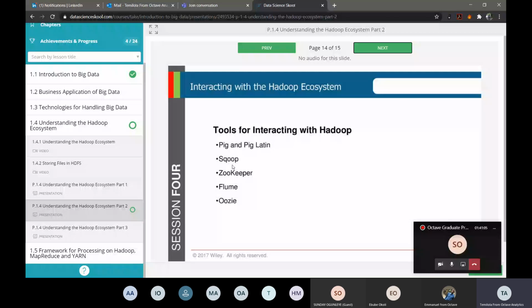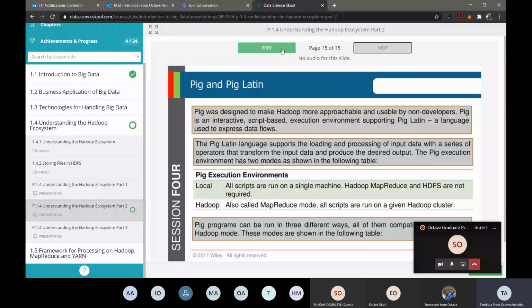So let me talk about Pig. I will still talk about Sqoop. So Pig was designed to make Hadoop more approachable and usable by non-developers. I remember I said this when I was explaining the first slide, that for those people who don't really like coding so much, there are tools provided that they can use to interact with the Hadoop ecosystem.